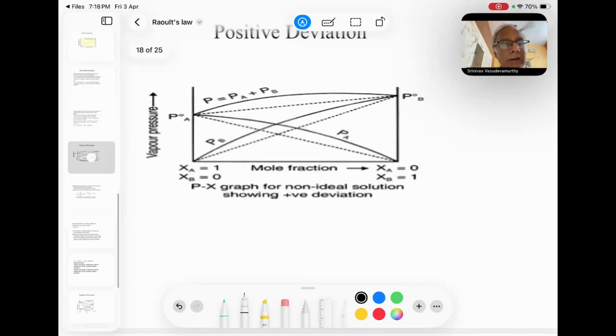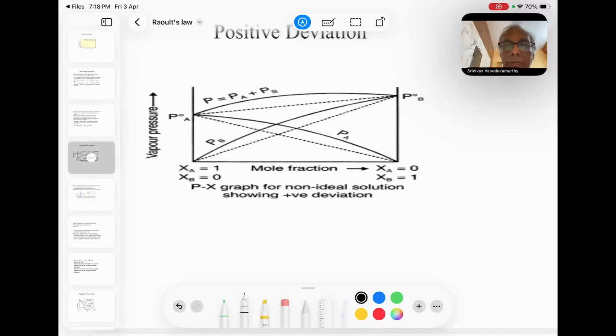Now let us see the graph for an ideal solution and a non-ideal solution showing positive deviation. The dotted line shows the ideal solution. The curved line is for the non-ideal solution showing positive deviation. Everything above the dotted line is positive deviation. X-axis is mole fraction, Y-axis is vapor pressure.